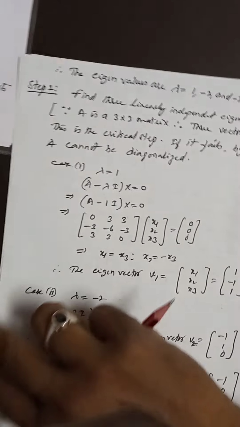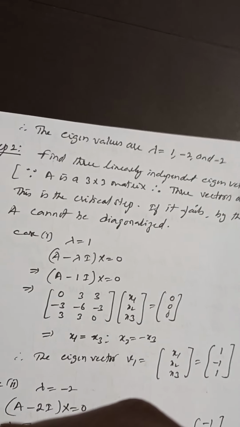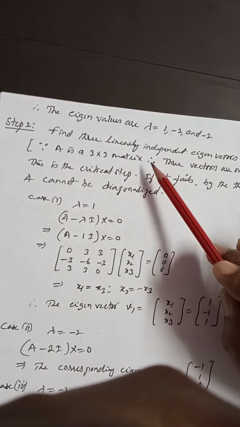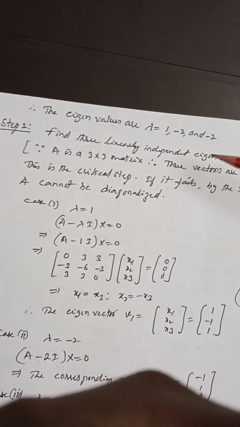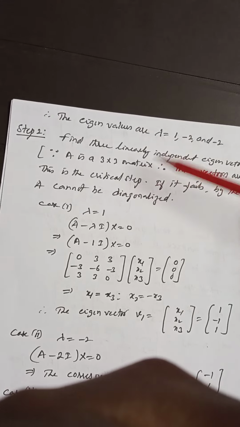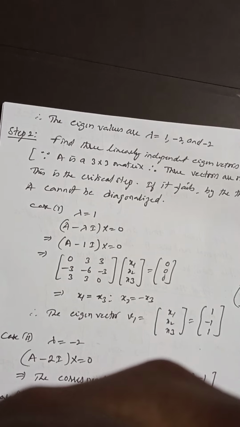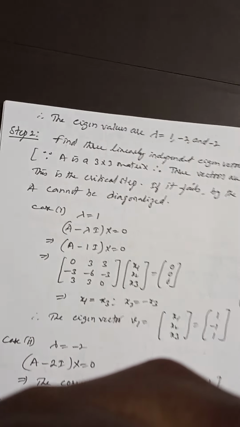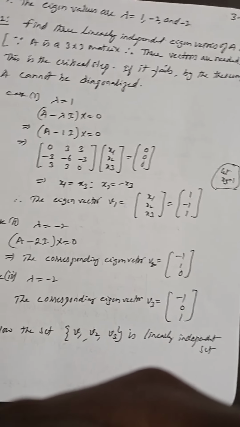For step 1, we found the characteristic values, or you can say eigenvalues. Eigenvalues are 1, minus 2 and minus 2. Step 2, we need to find the corresponding eigenvectors. This step is very important. Find linearly independent eigenvectors of A. Since A is a 3 by 3 matrix, three such vectors are needed. This is a critical step. If it fails, by the theorem, A cannot be diagonalized. That means if you don't get linearly independent corresponding eigenvectors, then A cannot be diagonalized.